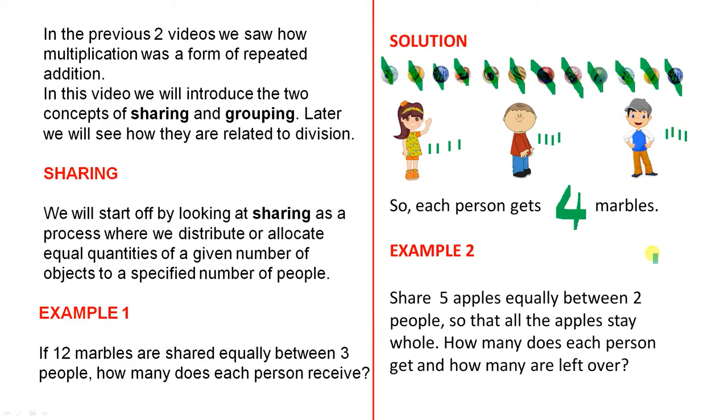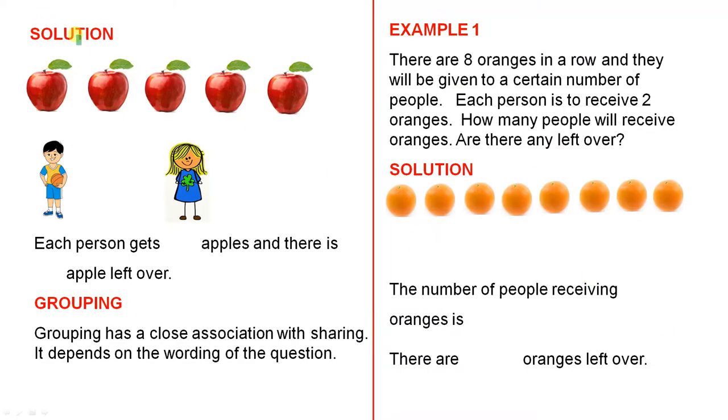Example 2. Share 5 apples equally between 2 people so that all the apples stay whole. That is, you're not allowed to cut any up. How many does each person get and how many are left over? Okay, so here are our apples. Let's go. Take that apple, give it there. That apple to that person. This apple to that person, and that apple to that person.